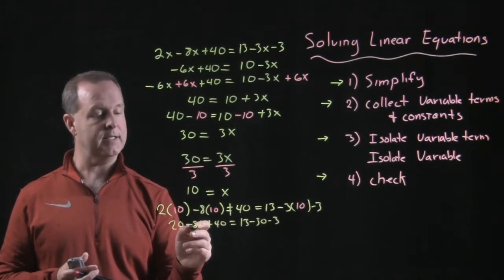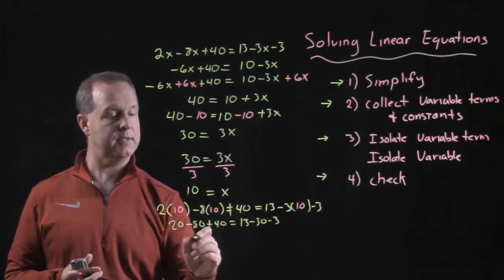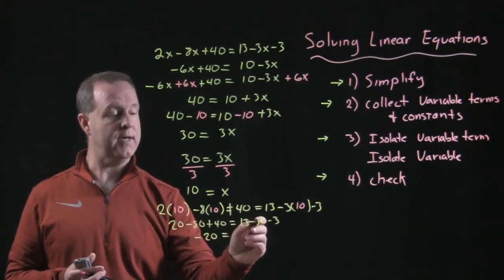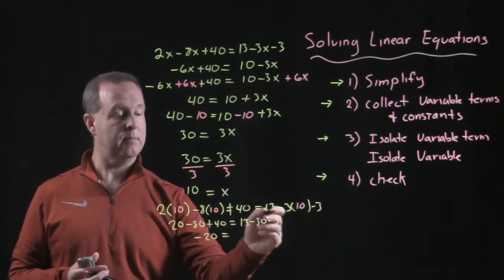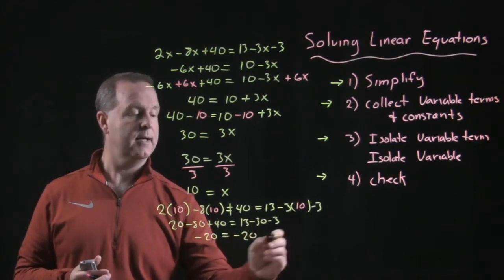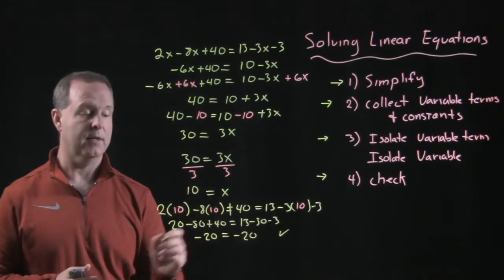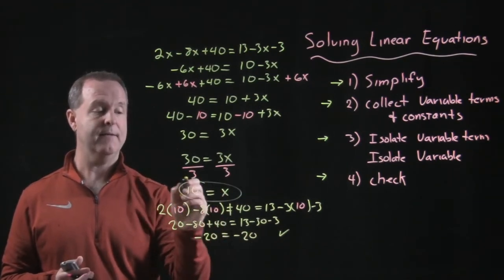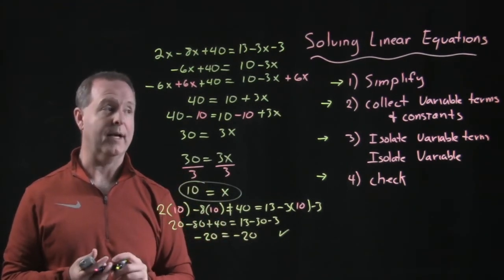20 minus 80 gives me a negative 60 plus 40 produces a negative 20. 13 minus 30 gives me a negative 17 plus a negative 3 gives me a negative 20. So my check works out. Negative 20 equals negative 20, which tells me that my solution of x equals 10 was the correct solution.